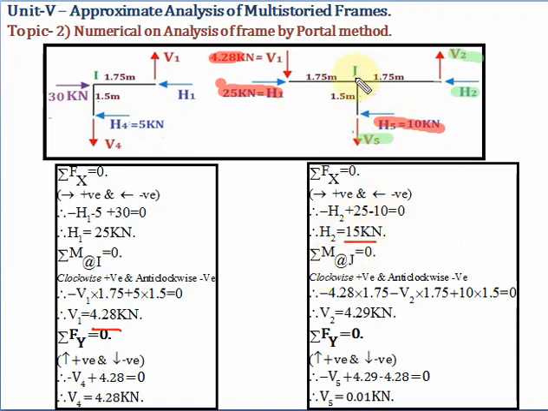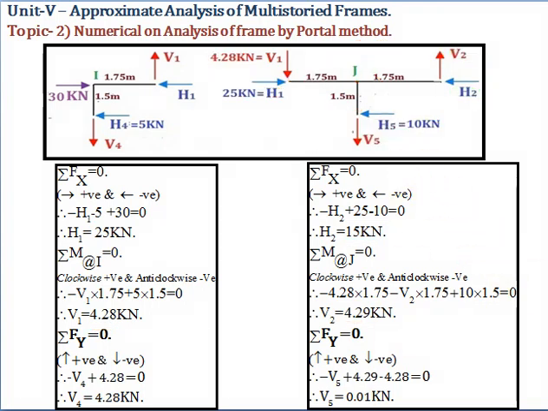Now taking moment at J equal to 0. Now here H1, H2 and V5 are passing through the point J, so they will be equal to 0. So 4.28, V1 acting anti-clockwise, so minus. Okay, then V2, where is V2? Here, acting anti-clockwise, minus, into the distance 1.75. Then 10 into, how is 10 acting? Clockwise. So 10 into what is the distance? 1.5. Okay, we'll get the value of V2, 4.29.